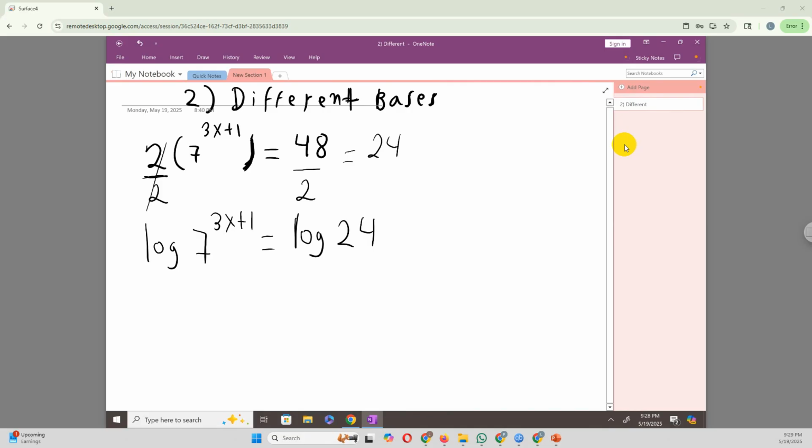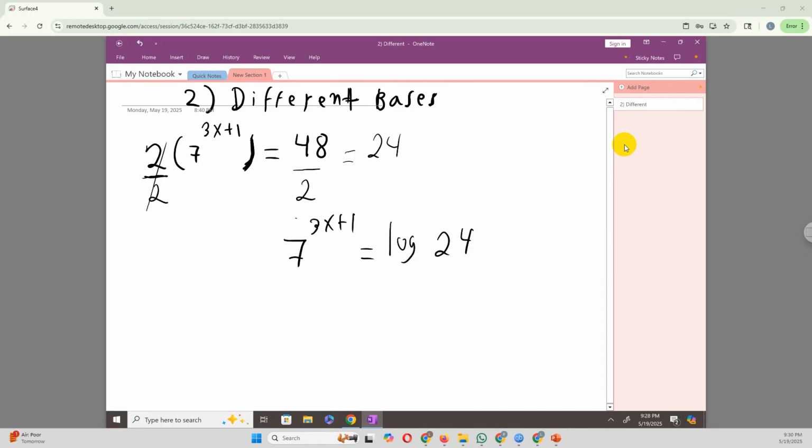Okay, so let me rewrite this so we have some more space. Again, this would be 7 to the 3x plus 1 equals 24. And I said because the bases have no chance of being the same, right? There's nothing I can do to make the bases the same. I'm going to apply logarithm on both sides.